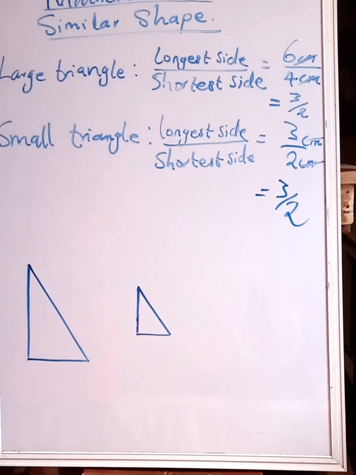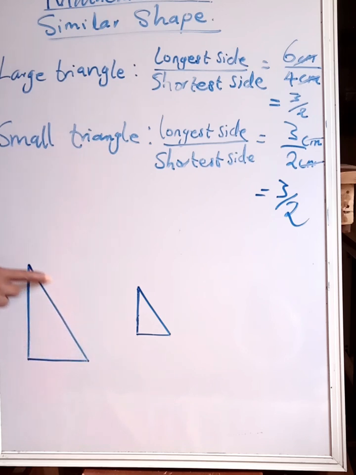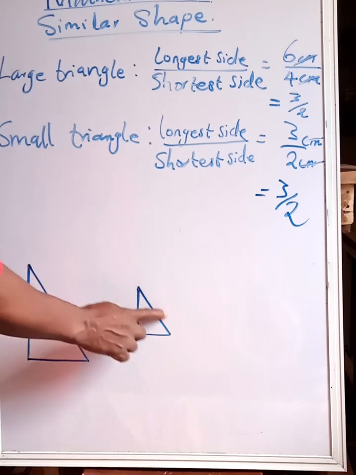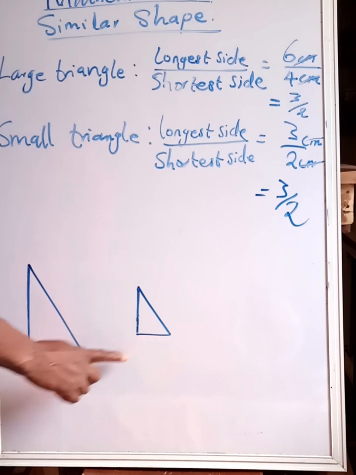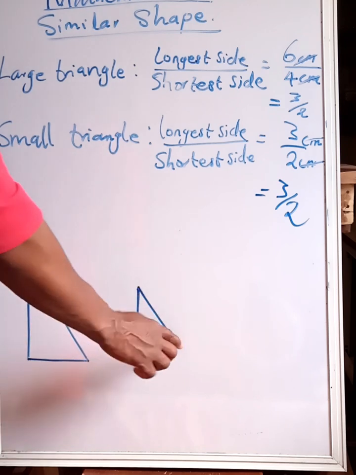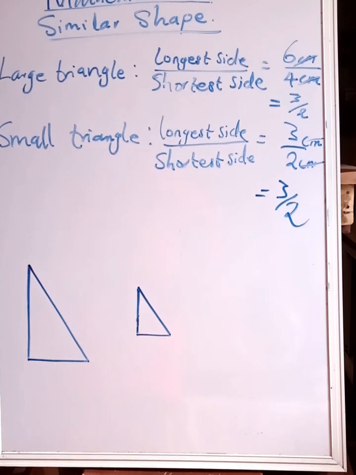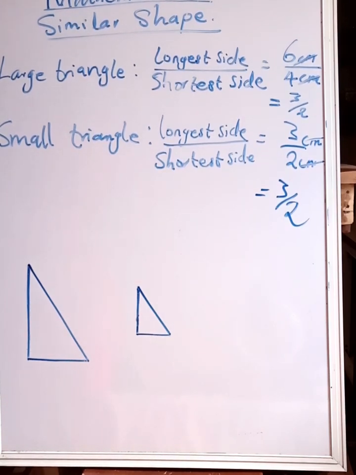What do I mean by corresponding sides? You can see this side here corresponds to this side. This longest side corresponds to this side. This shortest side corresponds to the shortest side. You can see that they are looking exactly the same. This here is looking exactly like this. This one is looking exactly like this. This one is looking exactly like this one. So that's why we are saying that they correspond to each other.